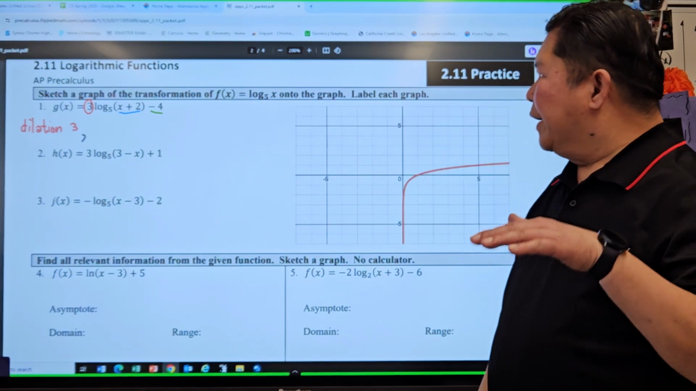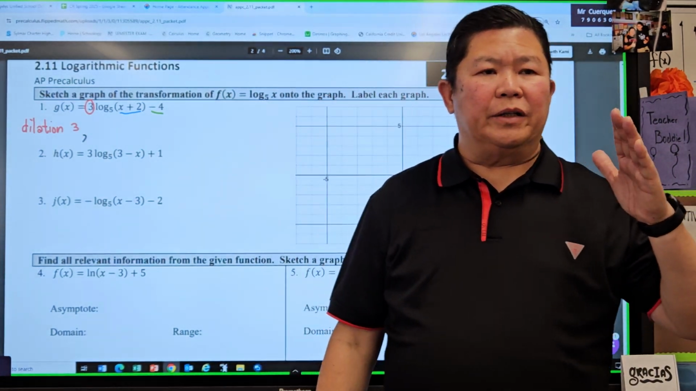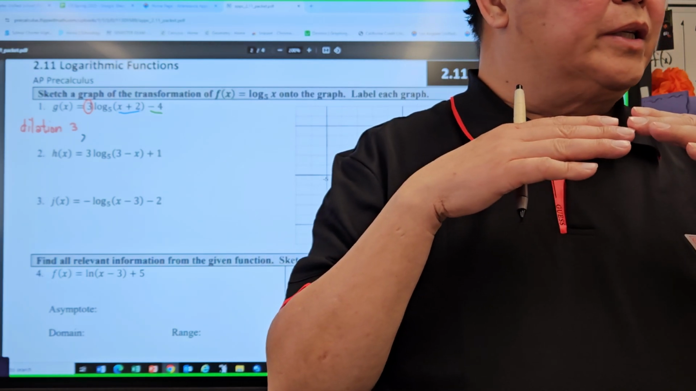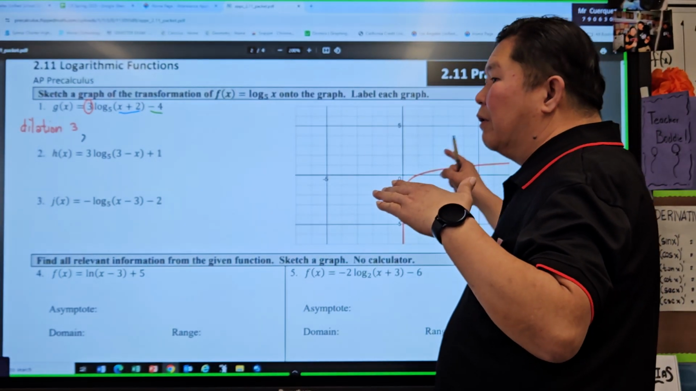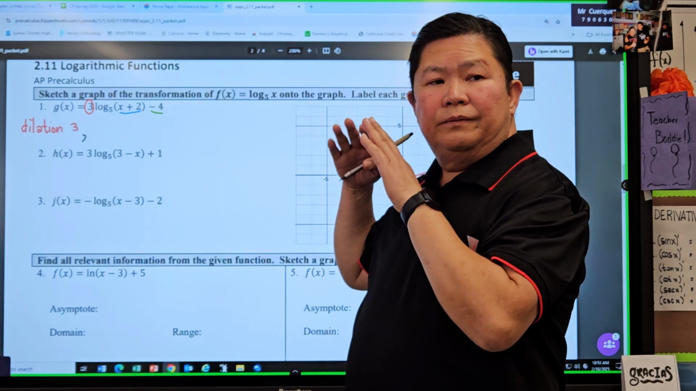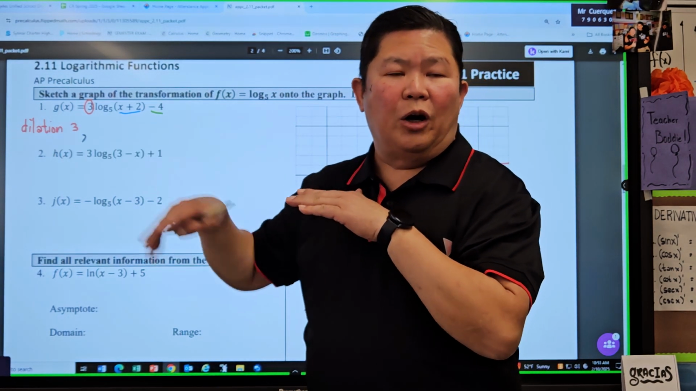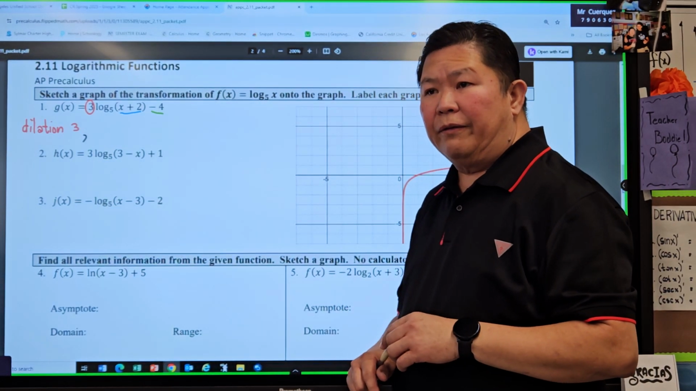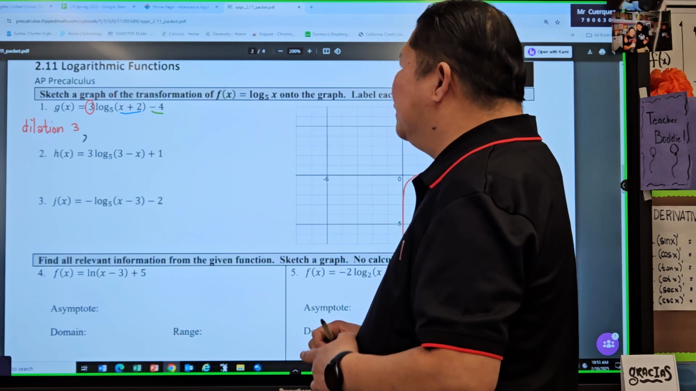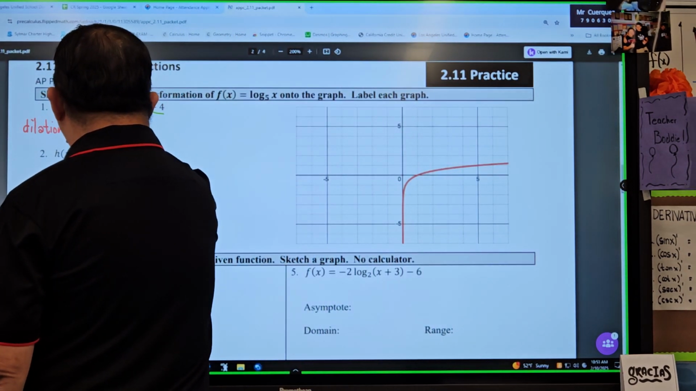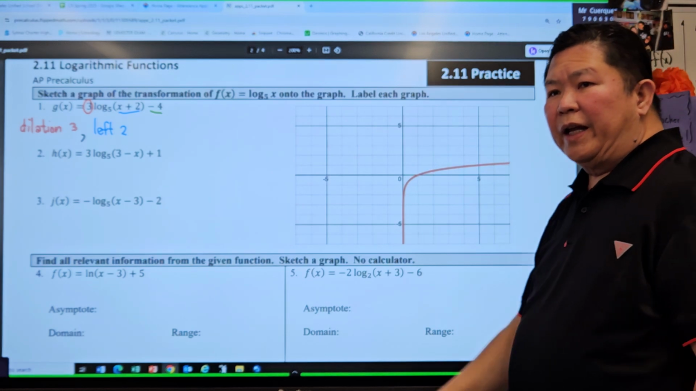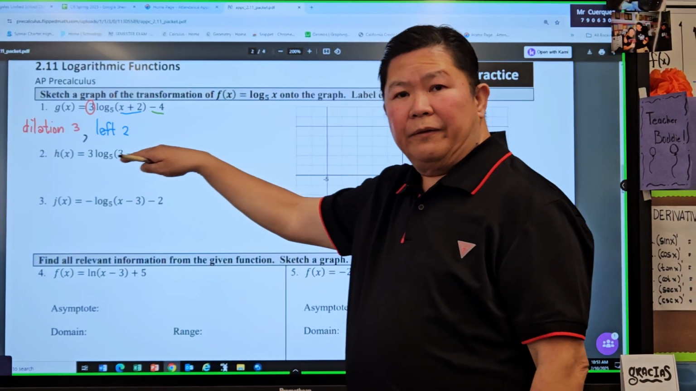And with this x plus 2, that means the shift. Since it is x plus 2, that means the parent graph is shifted where? Shifted to the left. How many units to the left? It's going to be 2 units to the left. As I said, let us be organized. Let's start from left to right.